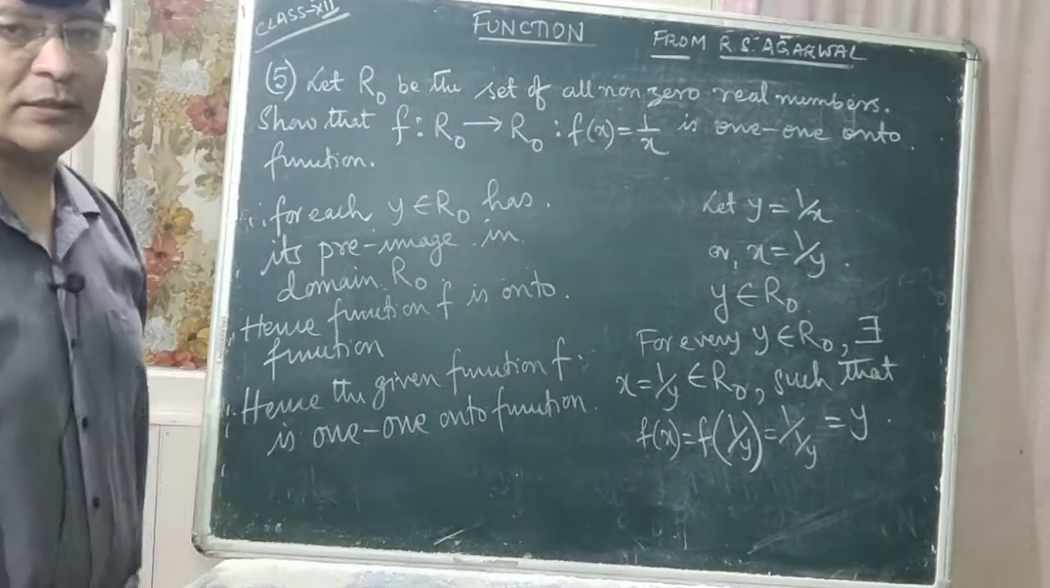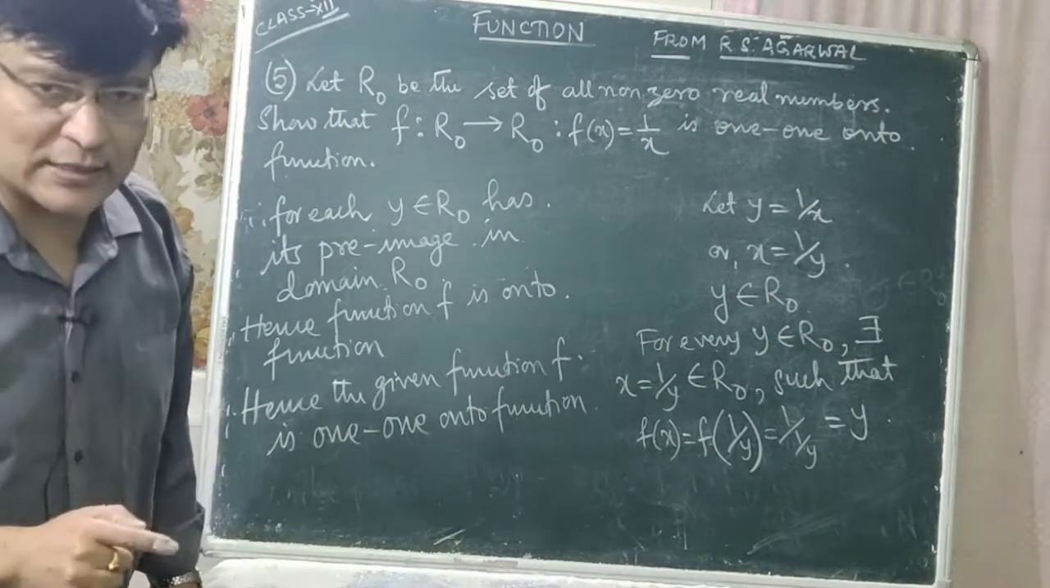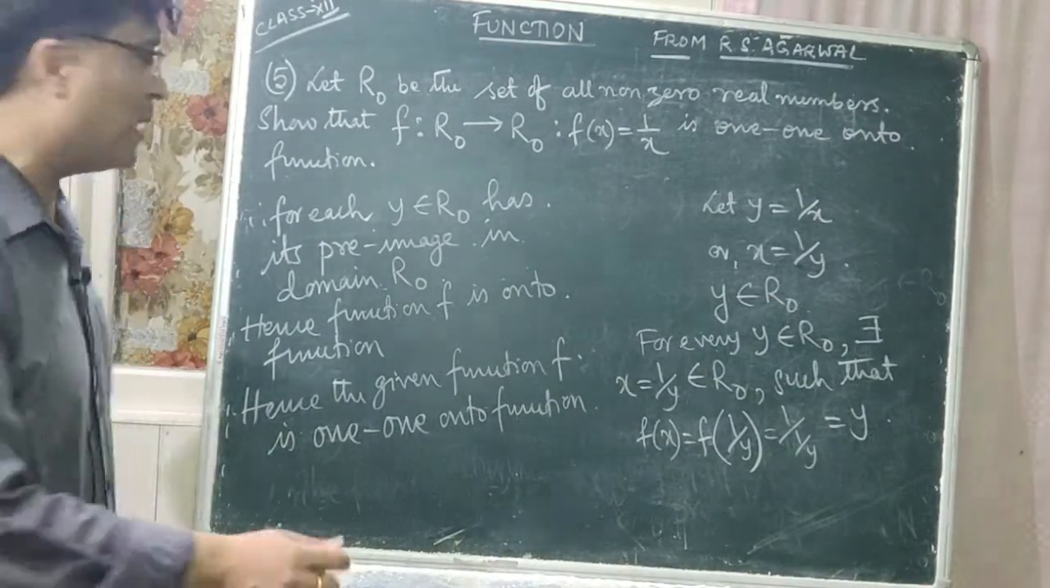So it has got a special name. If the function is 1-1 onto function, then this function is also known as bijective function.